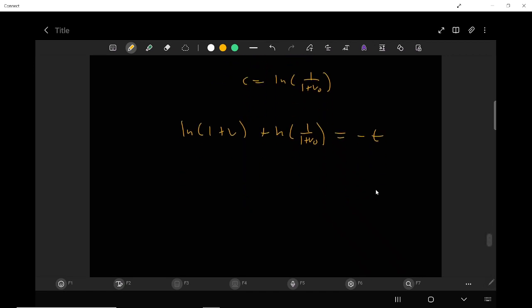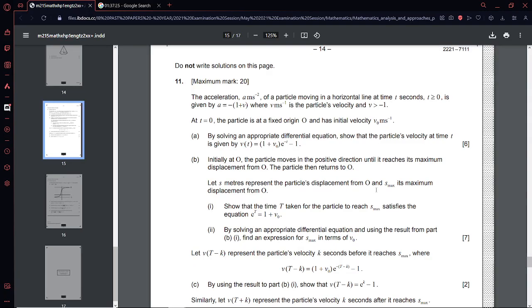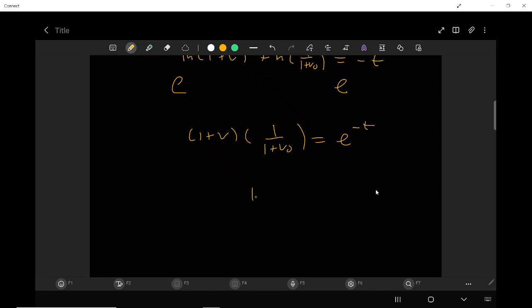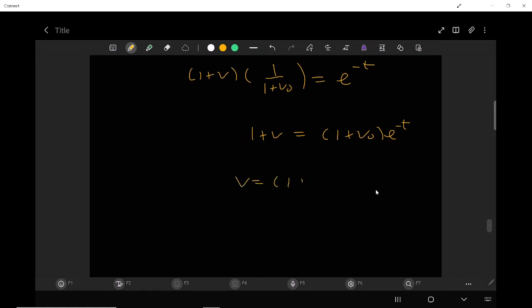Maybe take e to the everything. Oh wait, if we take e to the everything, that's 1 plus v times 1 over 1 plus v0 equals e to the minus t. And then times 1 plus v0 on both sides. So 1 plus v equals 1 plus v0 times e to the minus t, and then v equals 1 plus v0 times e to the minus t, minus 1. Hey, I did it.